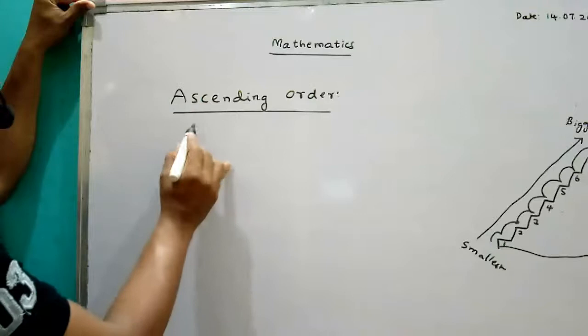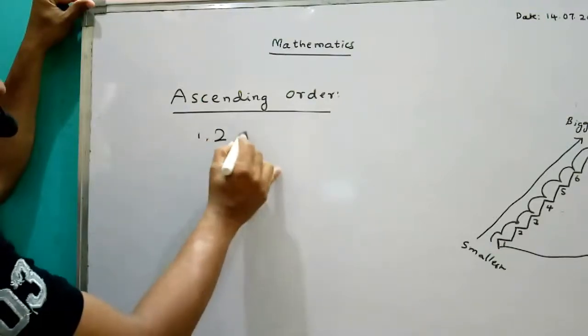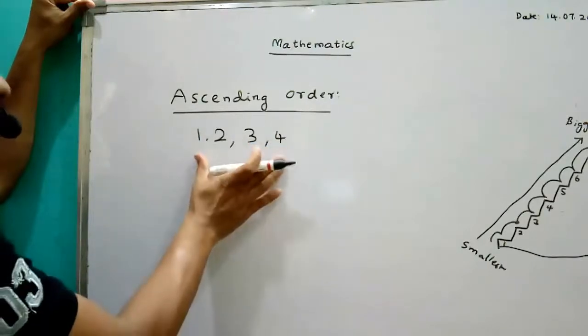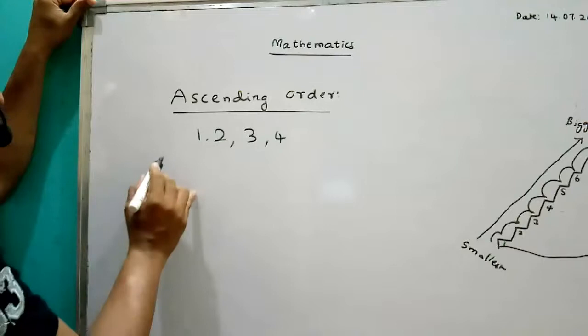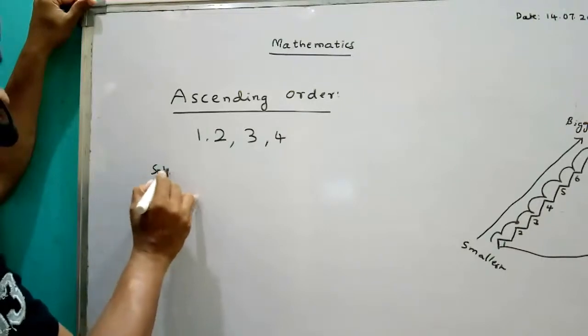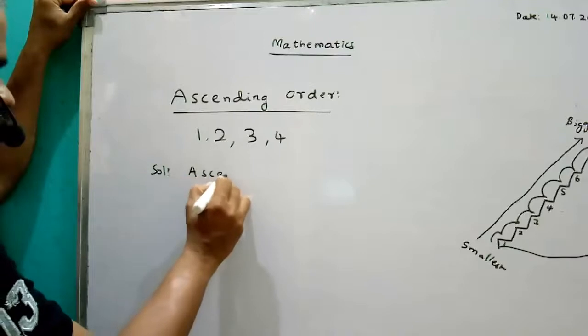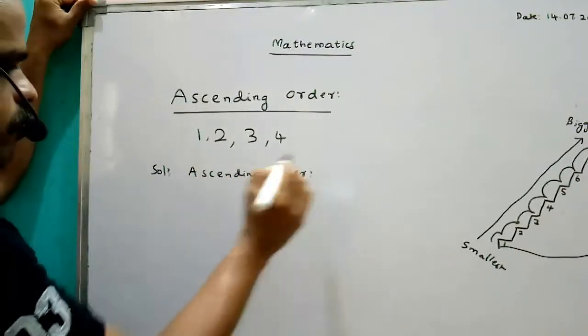For example, 1, 2, 3, 4. For example, these 4 we have. These are the one digit numbers. If you want to write ascending order, the solution, answer for this one, you have to write like this, ascending order.